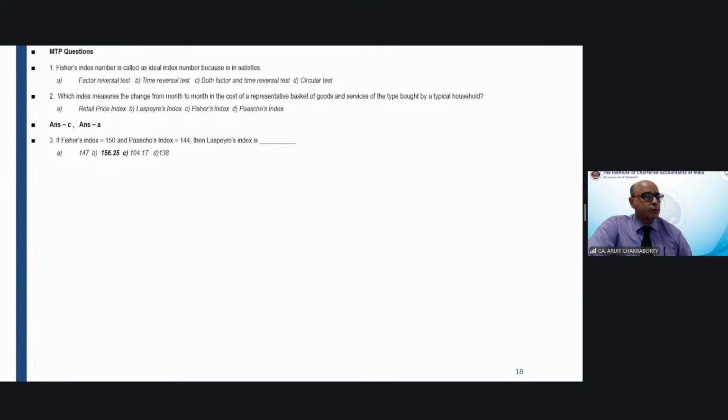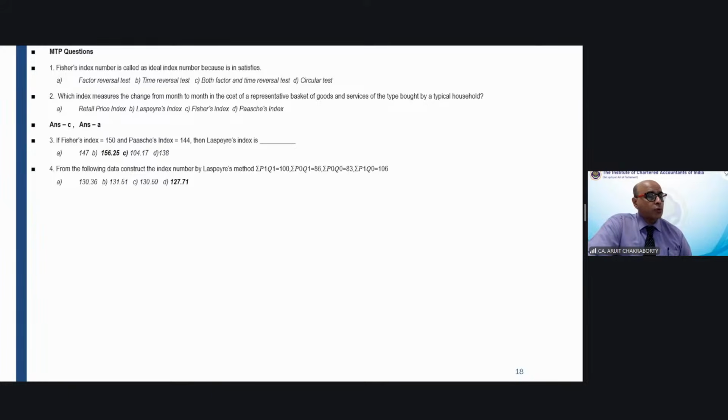So the last period's index is 156. Paasche's index is given, and 144 into X is the product of last period's and Paasche's index. Take the square root, you get 150. Now squaring both the sides, 144X should be equal to 150 into 150, and that's how you arrive at option B.